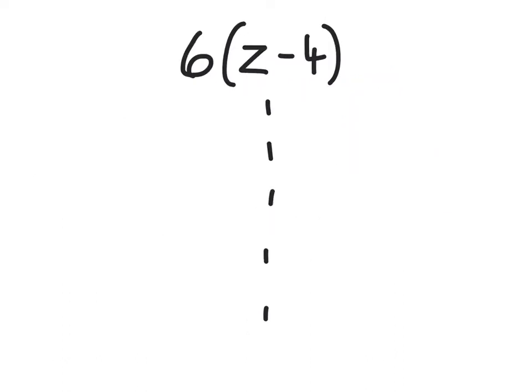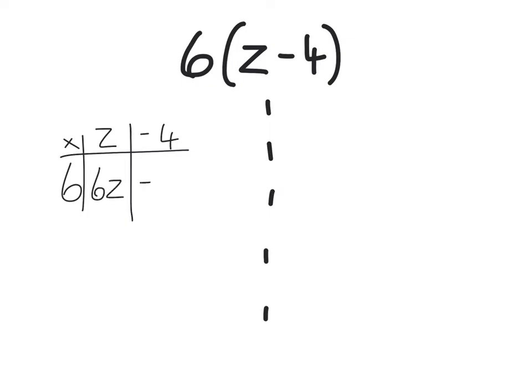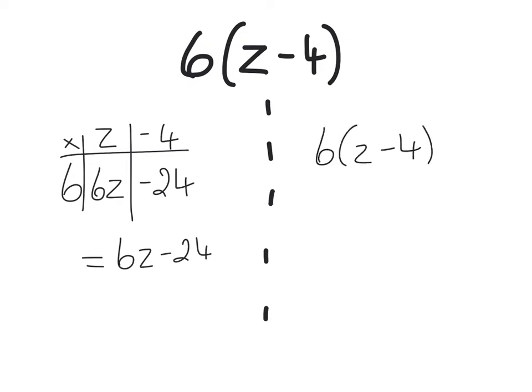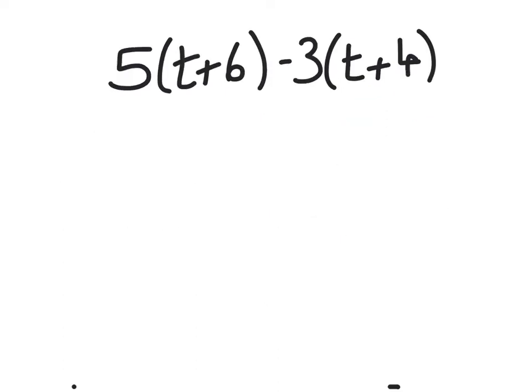Moving on then, work through this example exactly the same as the last one. So I set up my grid method. So I'm doing 6 lots of z, but I've got a negative 4 now, take away 4. So 6 times z gives me 6z. 6 times negative 4 gives me negative 24. So this becomes 6z, take away 24. And again, we've got 6 times z, 6 times negative 4, which would give me 6 lots of z, take away 24.